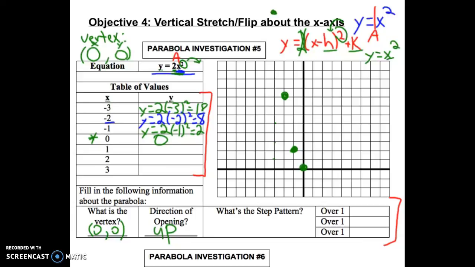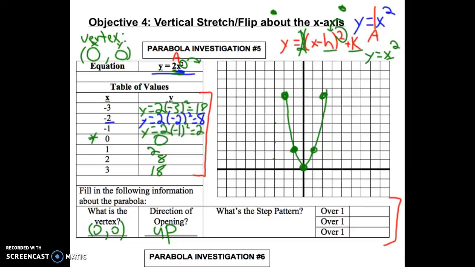So 1 will give me the same as -1, 2 will give me the same as -2, and 3 will give me the same as -3. So I can plot the same things over here. 1, 2, 2, 8, and 3, 18, somewhere up there. I'm just going to draw this part of it though. Alright, that is y equals 2x squared.